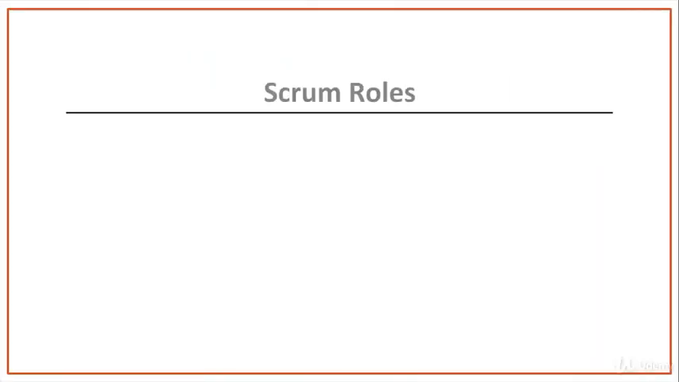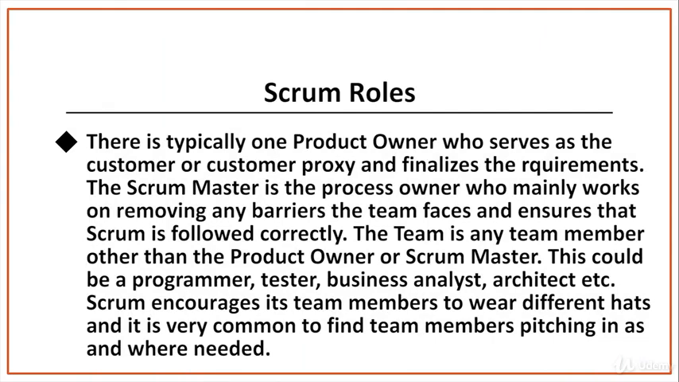There is typically one product owner who serves as the customer or customer proxy and finalizes the requirements. The Scrum Master is the process owner who mainly works on removing any barriers that the team faces and ensures the Scrum is followed correctly. The team is any team member other than the product owner or Scrum Master. This could be a programmer, tester, business analyst, architect, etc.